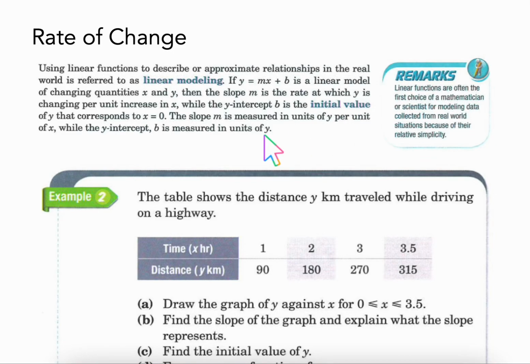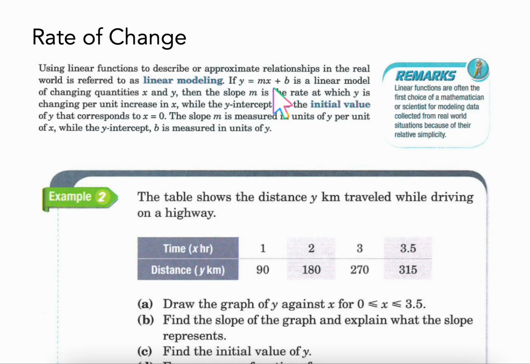Hi everyone, today we're talking more about rate of change. Before, we talked about how the rate of change tells us how fast your line is increasing or decreasing. Remember that we use linear functions to describe or approximate relationships in the real world, and that's called linear modeling. A lot of times, mathematicians or scientists will choose to make a linear model because it's just easier for them to visualize what's going on when they look at a line.